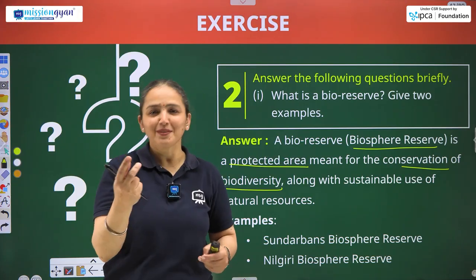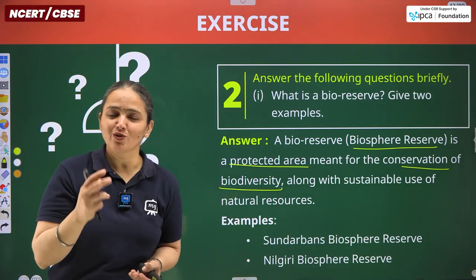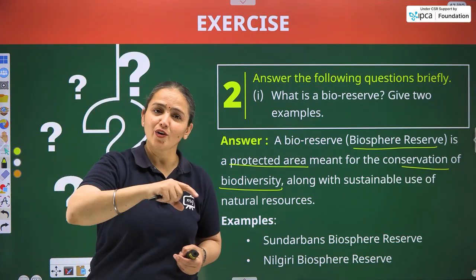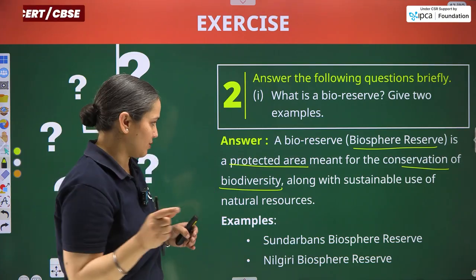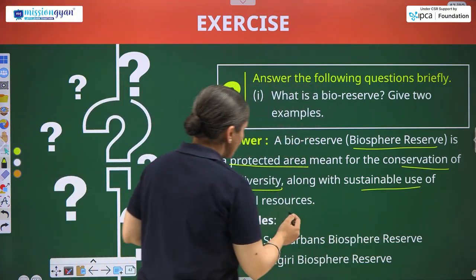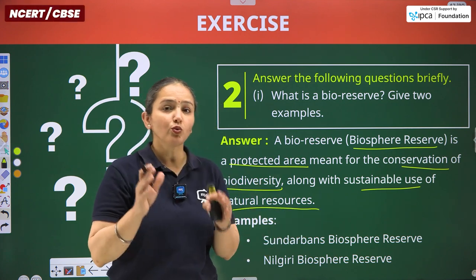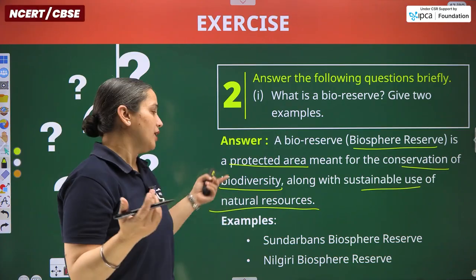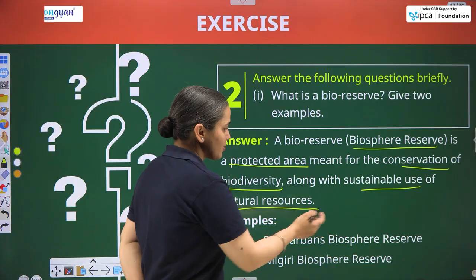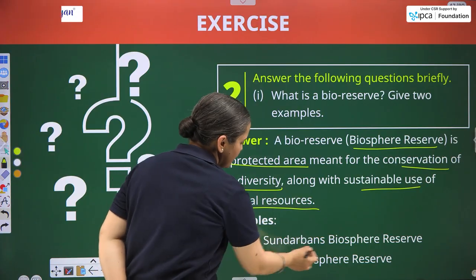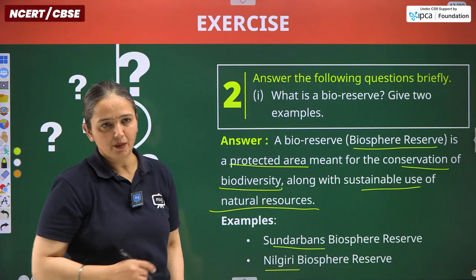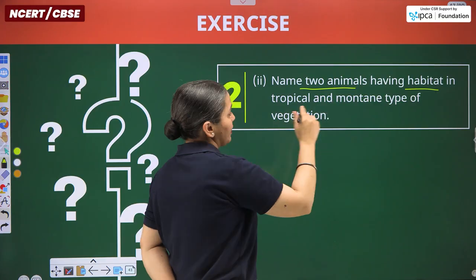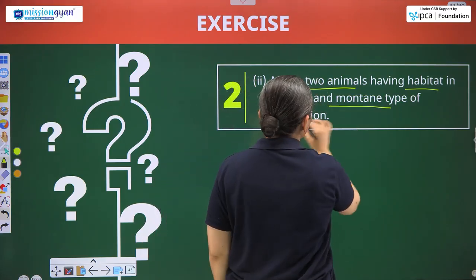I'm just giving my explanation for the term biodiversity: within biodiversity come 2 features, flora and fauna, vegetation and animals, along with the sustainable use of natural resources. Sustainable means to use them in a limited manner so that we can protect them for future generations as well. And 2 examples of biosphere reserves are the Sundarbans and the Nilgiri biosphere reserves.